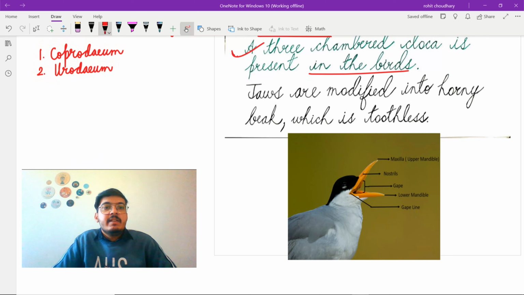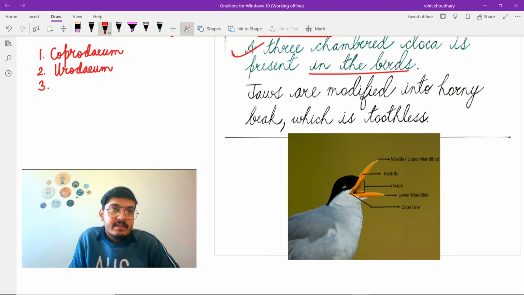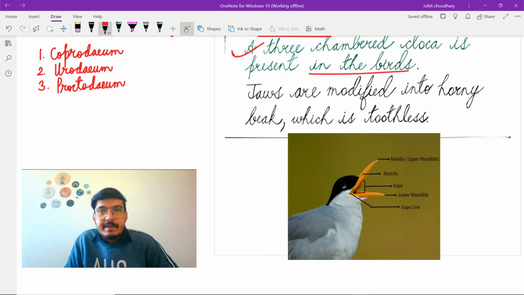Urodeum, it is the opening of ureters and genital tract. And the third one is proctodeum. The third chamber is proctodeum. It connects to the outside.